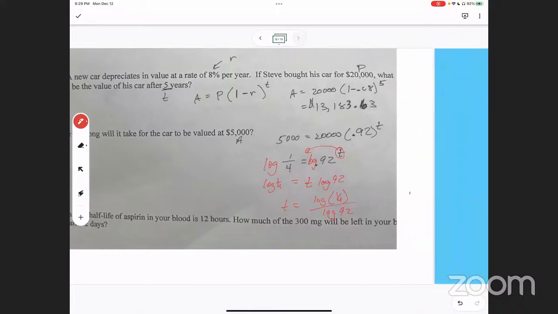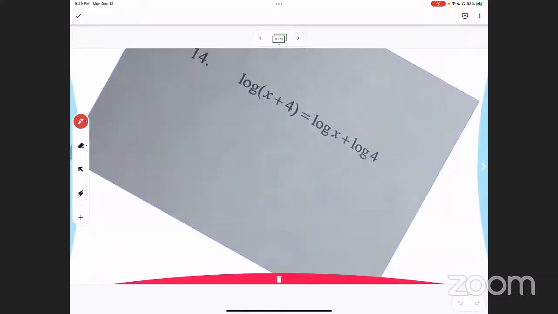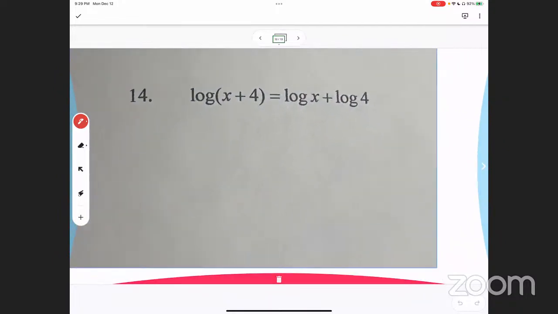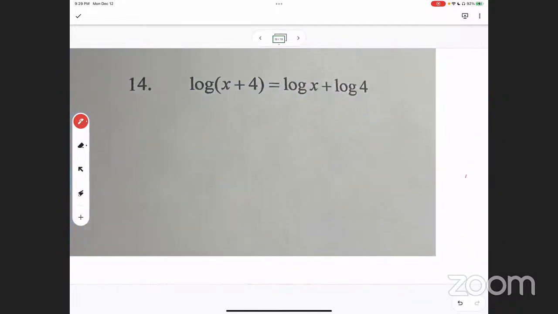Okay. Good. One last one. Yeah, I think that's the last one. Oh, let's do it. No, I don't think we've done this one yet.